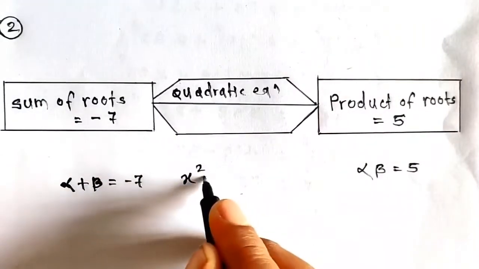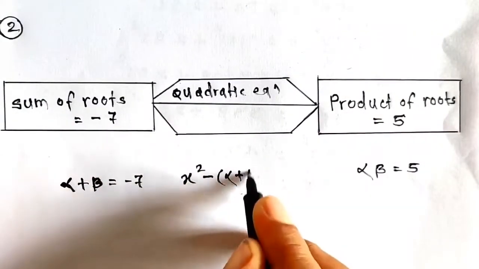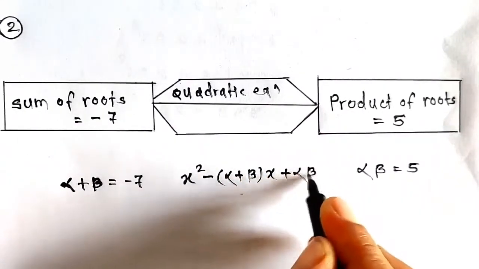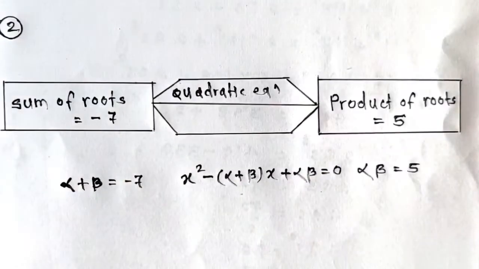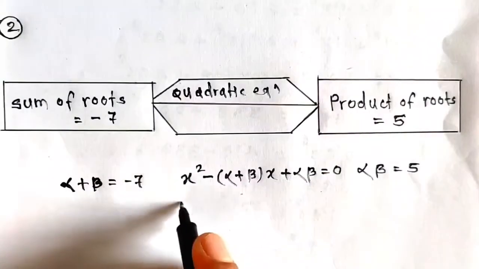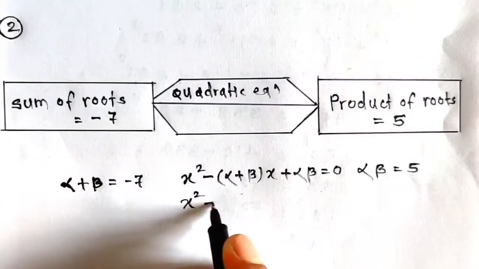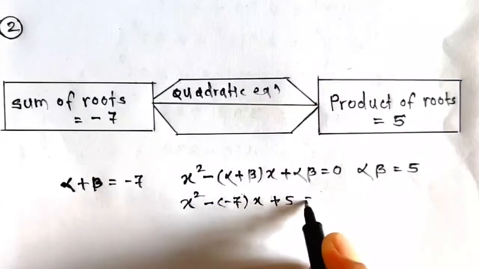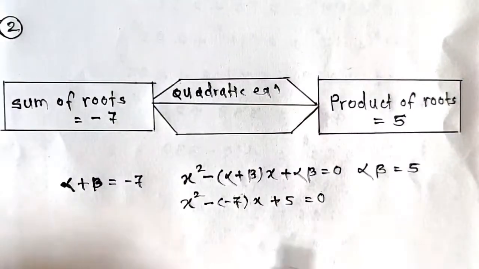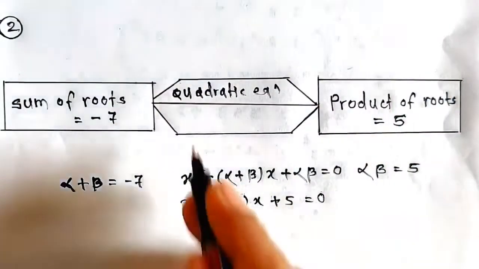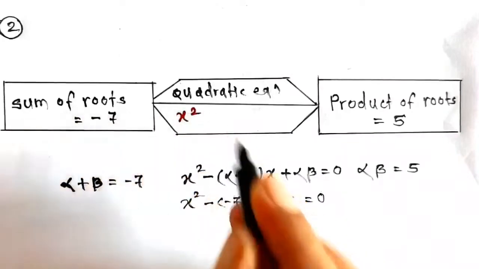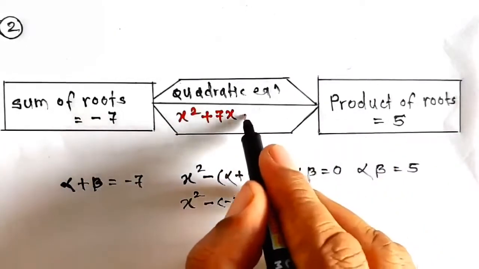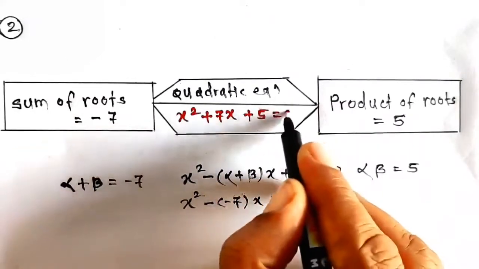x square minus (alpha plus beta)x plus alpha beta is equal to 0. So if we substitute the values, we get x square minus 7x plus 5 is equal to 0. So we get the equation here, x square minus 7x plus 5 is equal to 0.